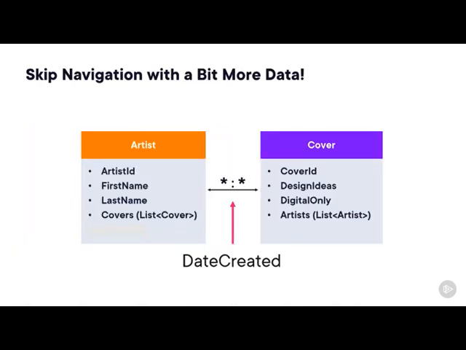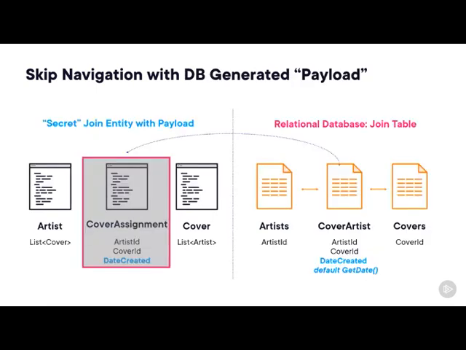One of these mappings extends the skip navigations and lets you have database or DbContext-driven data included in the join. This additional data is referred to as a payload. What does that look like? First, you'll create a class to represent the join. And believe it or not, you won't be using this class in your code. Only EF Core will work with the class. This class needs to have the two IDs that reference the other entities. I might name this class CoverAssignment, and within it, I'll have an ArtistId and a CoverId property.